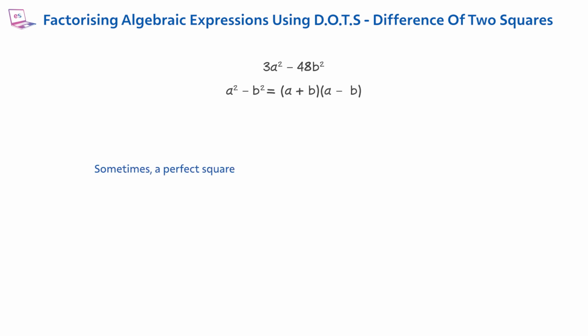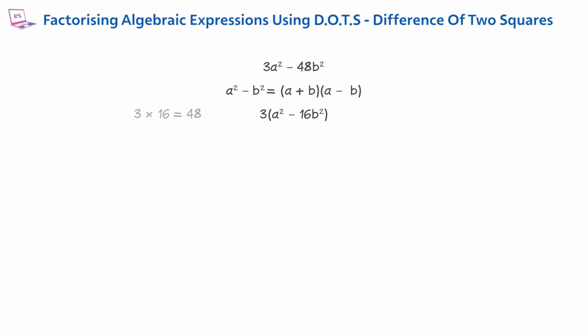Sometimes, a perfect square may not be immediately apparent in an expression. However, by factoring the expression, you can often spot the perfect square. Here both 3 and 48 are not perfect squares. Since 3 is a common factor for both 3 and 48, let's take that outside. 3 times 16 equals 48. So, we can write the expression as 3 brackets a squared minus 16b squared.